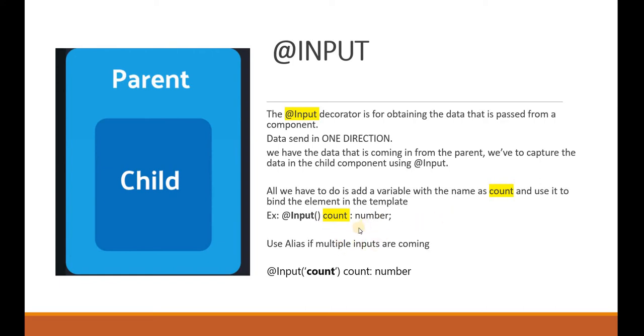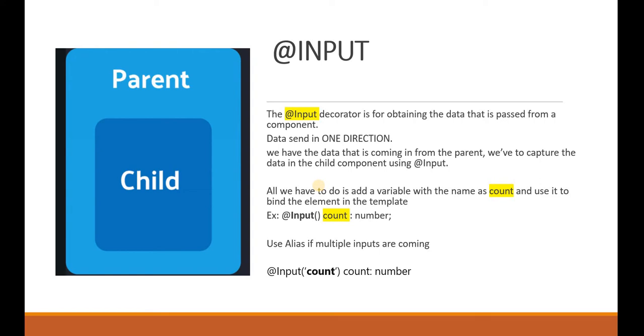You may have a child component with multiple inputs, so how are you going to differentiate them? You can use an alias in the Input decorator. It could be anything; I'm just taking the word count right now. So this is Input, with which we share data from parent to child in one direction only.